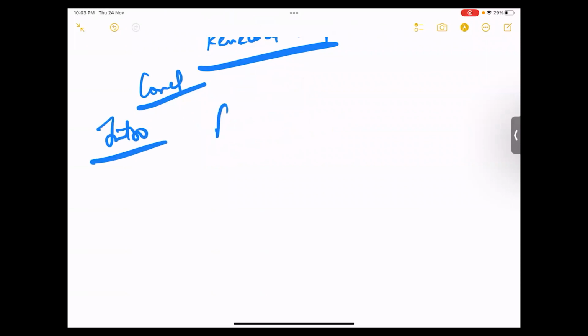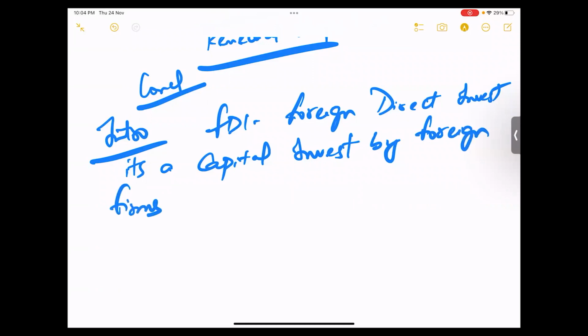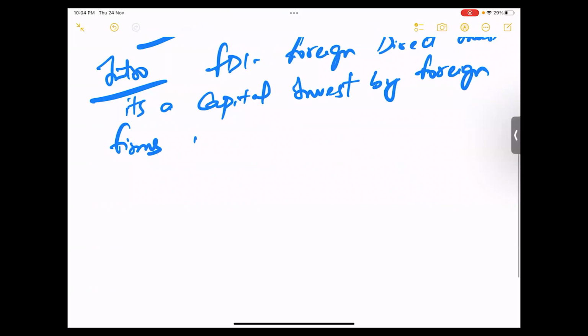So basically, what is FDI? FDI stands for foreign direct investment. It's a capital investment by foreign firms in India.